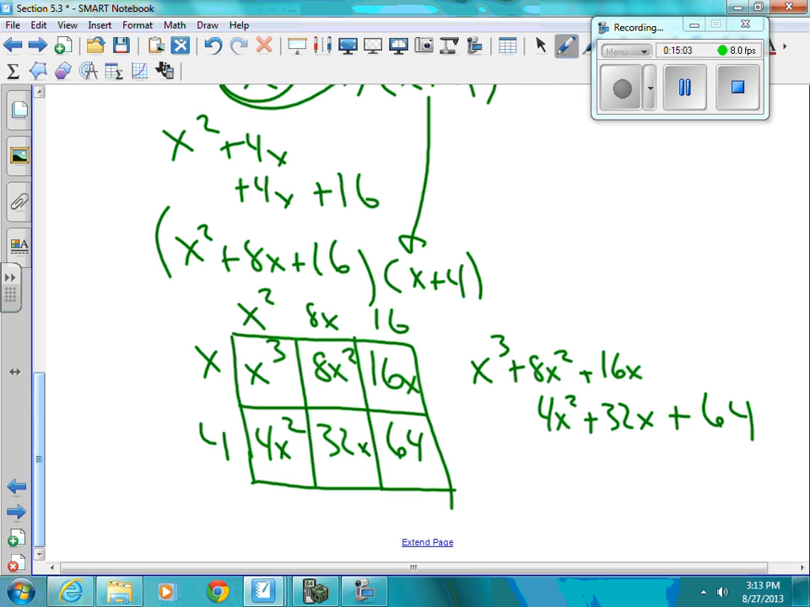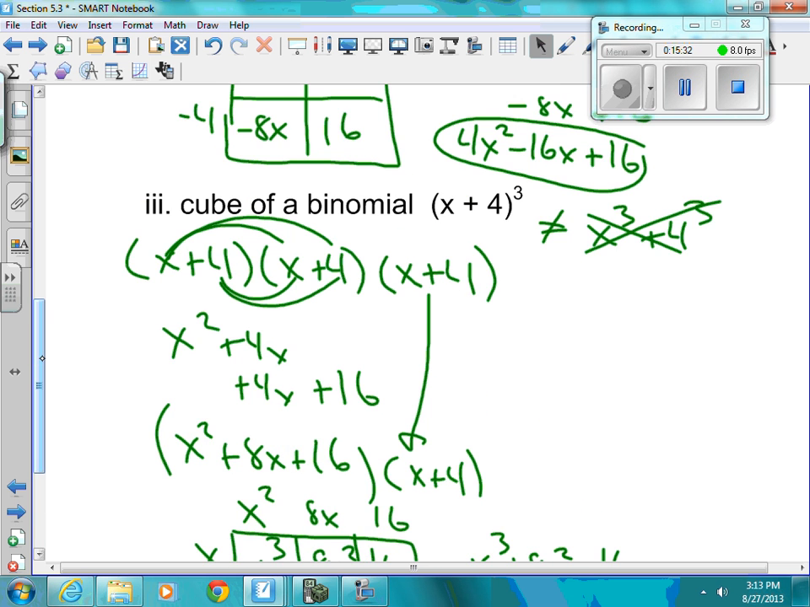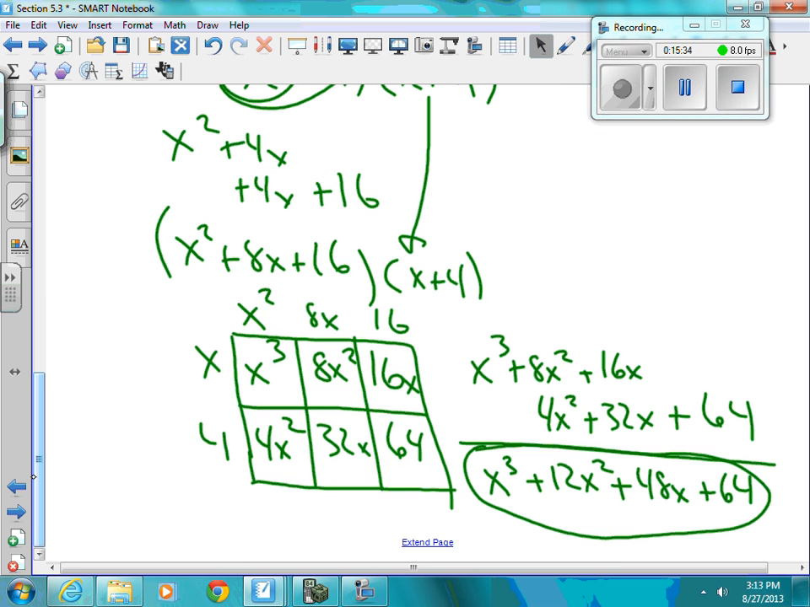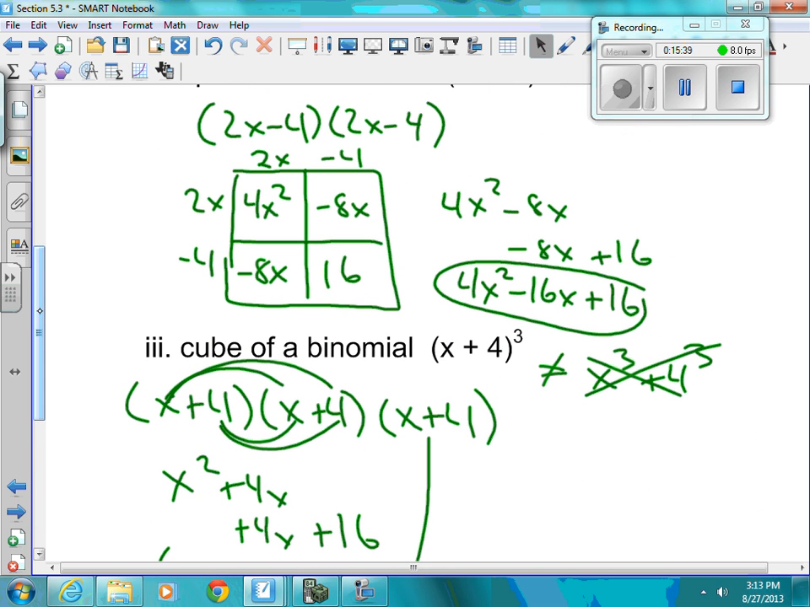Stack these expressions on top of each other. X cubed, 8x squared plus 4x squared is 12x squared. 16x plus 32x is 48x, plus 64. And we've now multiplied 3 binomials together. So to multiply 3, you're going to have to do the FOIL or box table method twice. So rewind that if you have any questions.